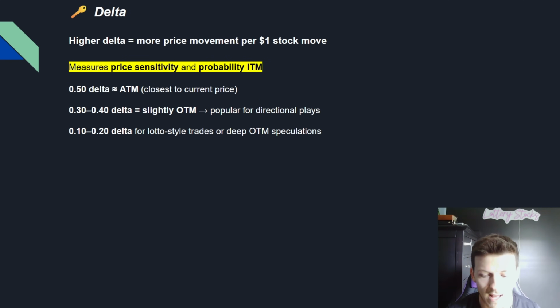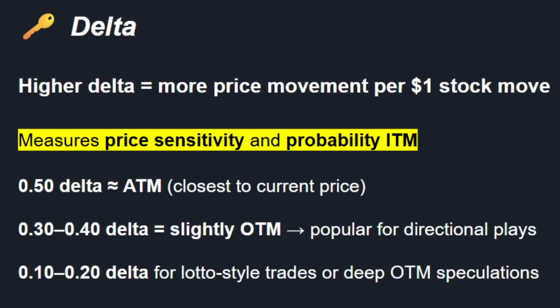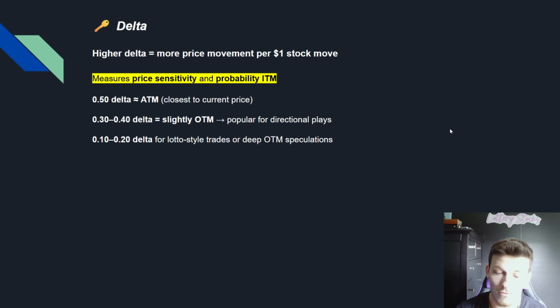Other things you can look at, this is where it becomes somewhat optional. Delta. Delta is something to look at for the Greeks when you go and you scan the option chain before you enter. Higher delta is basically the price movement per $1 stock move.